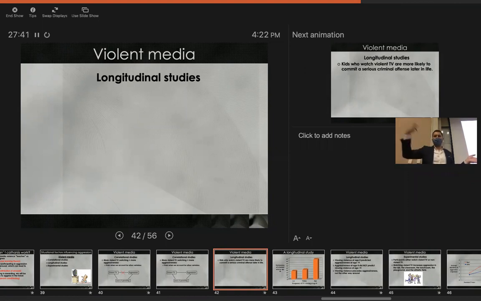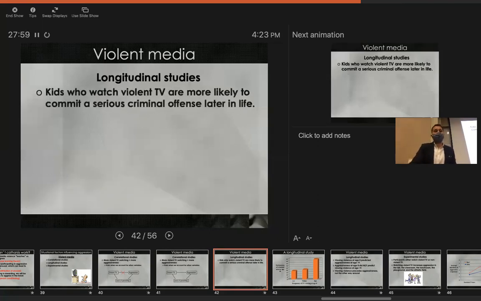It could be a year later, 5 years, 10 years, 20 years later. And you measure the same things. You again measure how aggressive they are and how much violent TV they watch. And therefore, you can see how their aggressiveness has changed over time and how much violent TV they watched has changed over time as well.